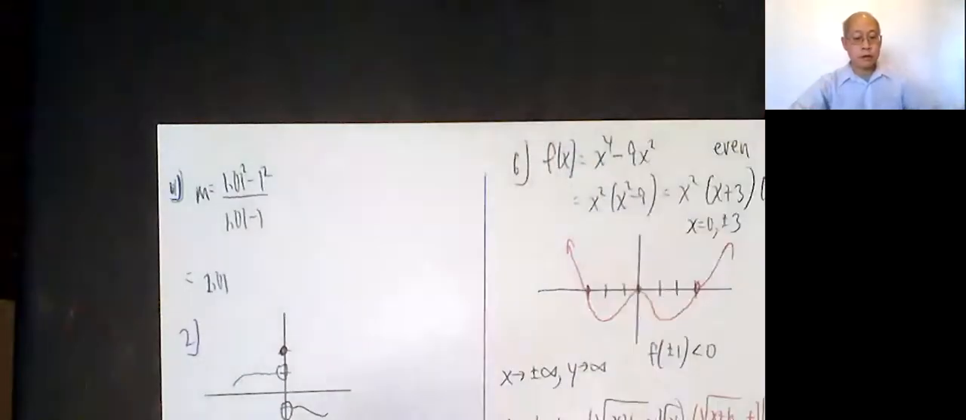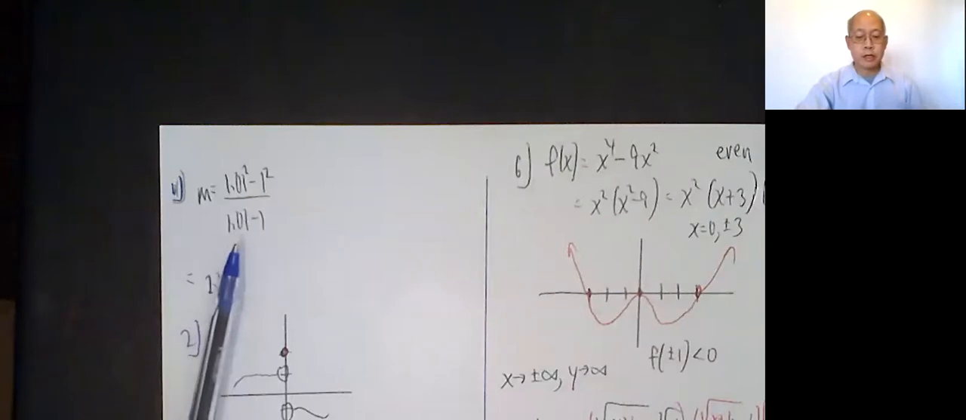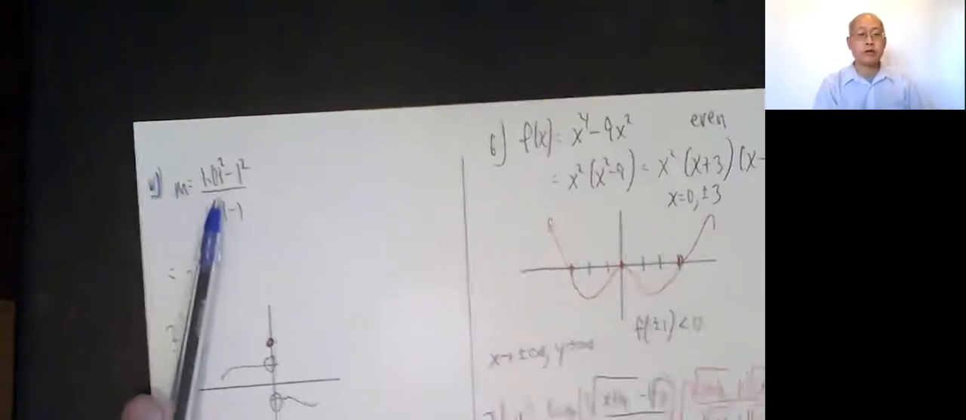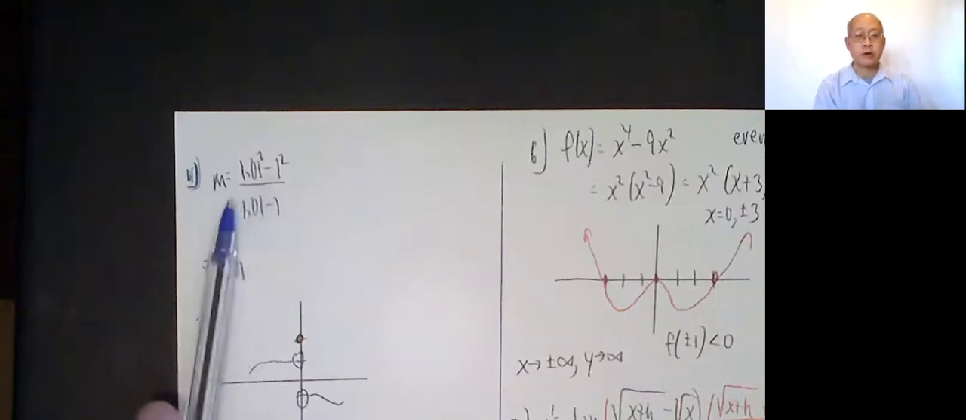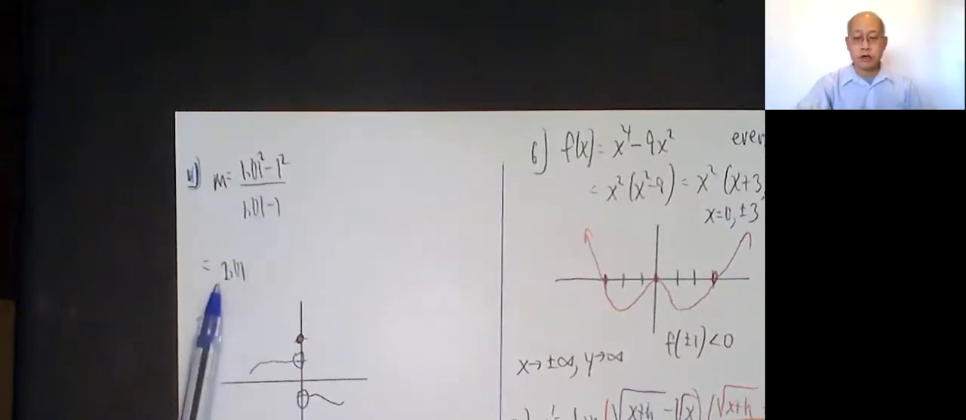In number 1, find the slope of the secant line joining (1, f(1)) and (1.01, f(1.01)). The function is x squared, so you plug in 1.01 squared minus 1 squared divided by 1.01 minus 1, which comes out to be 2.01.